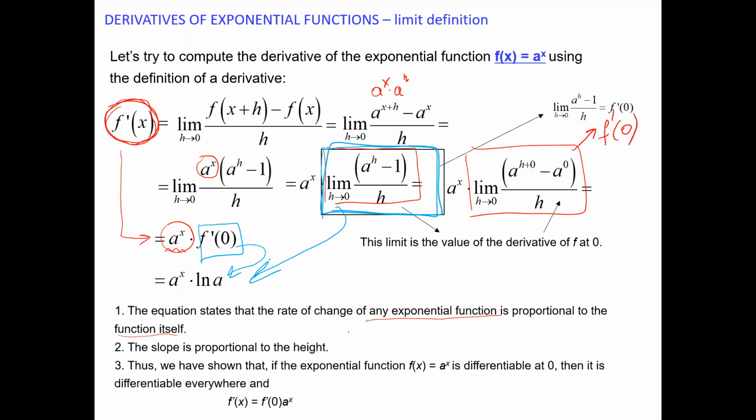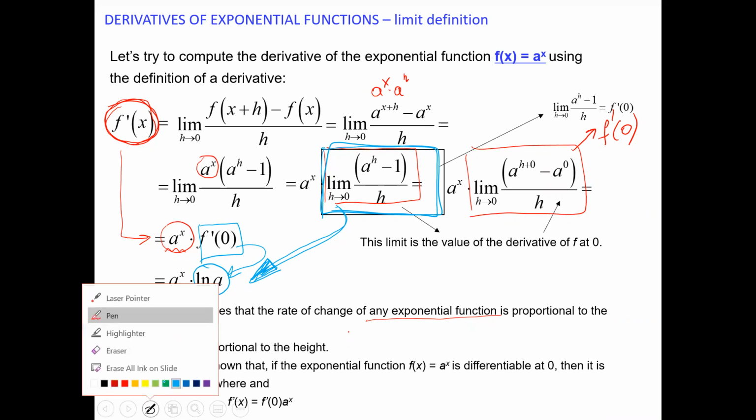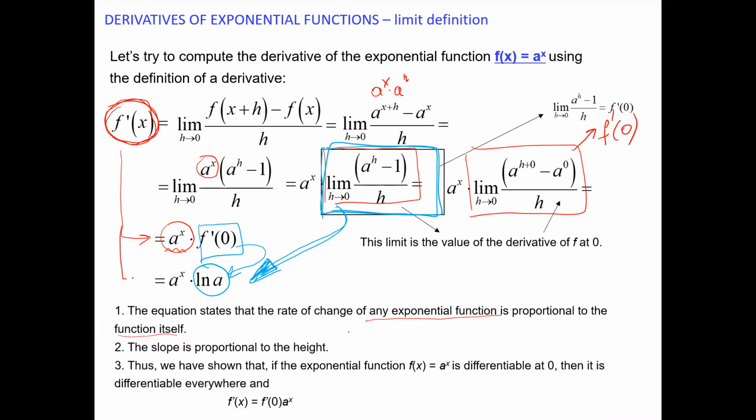I do have a little bit of numerical proof, to see why the derivative at 0, or maybe that limit, that will be easier, is actually equal to the natural log of the original base a of this exponential function. Now we have the formula. The derivative of the exponential function a to the x is equal to a to the x times ln of a.